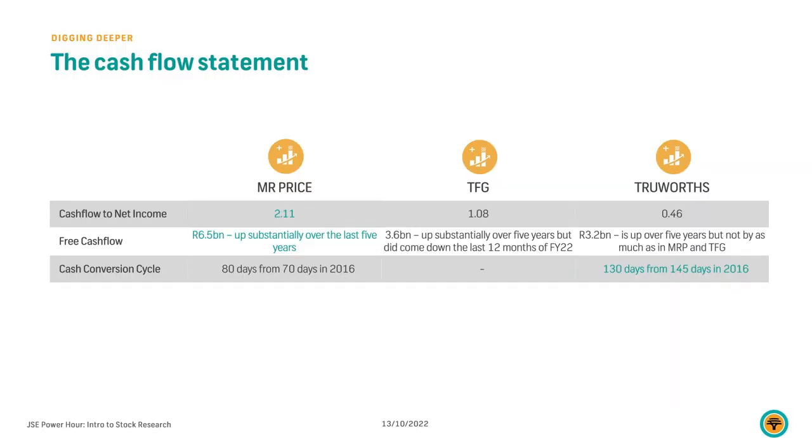And then finally, the cash flow statement. I like to look at cash flow to net income. So if you are going to have net income, so that's basically your profit for the year, does it translate into cash? And you can see that all these retailers have their profit translate into cash in spades, but Mr Price manages to do it quite vigorously. And the good thing about that is that they're not just using accounting tactics to make their profitability look impressive. It is actually translating into cold, hard cash.